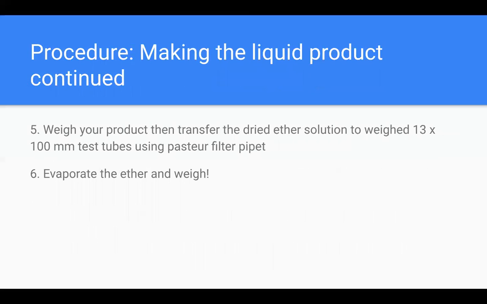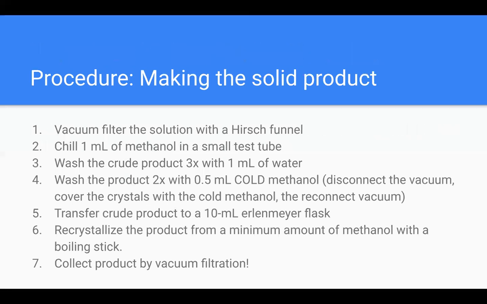And then step 5, we're going to weigh our product, then transfer the dried ether solution to a weighed 13 by 100 millimeter test tube using a Pasteur filter pipette, and we're going to evaporate the ether and weigh. The next step is making a solid product.